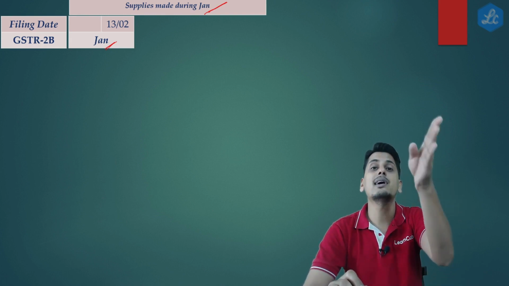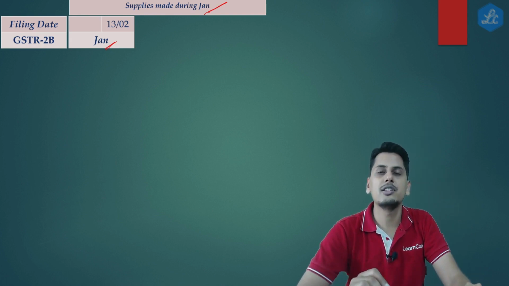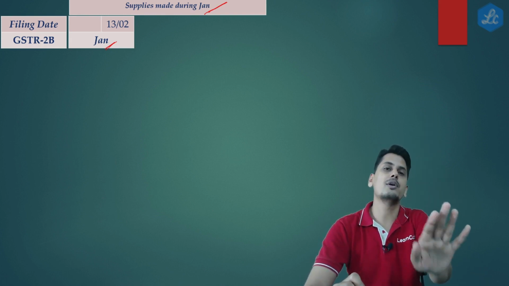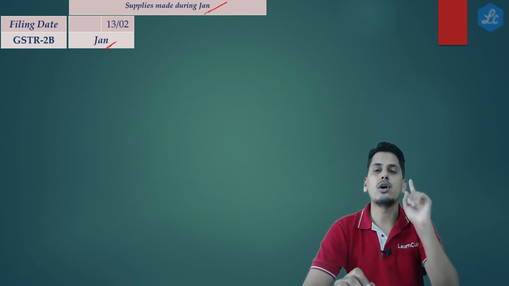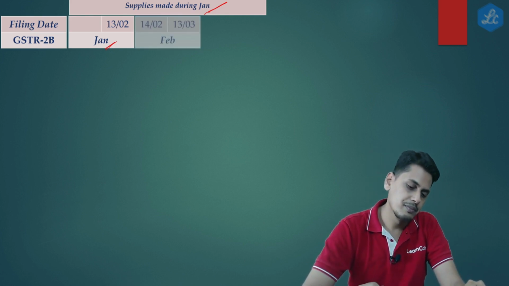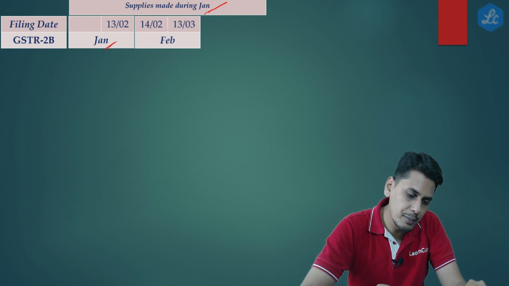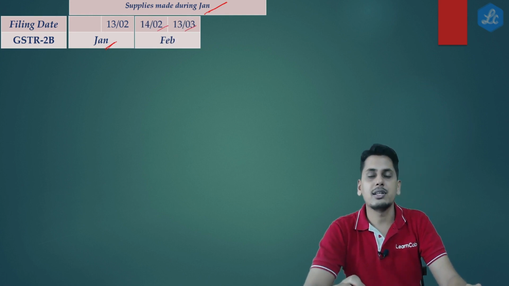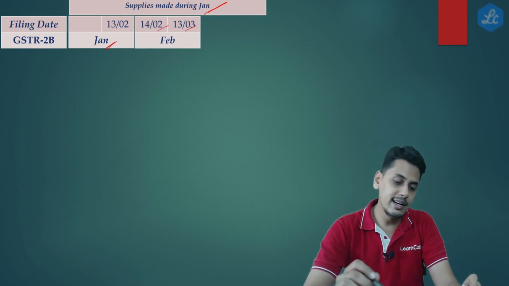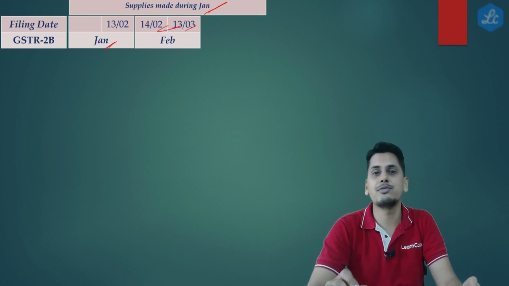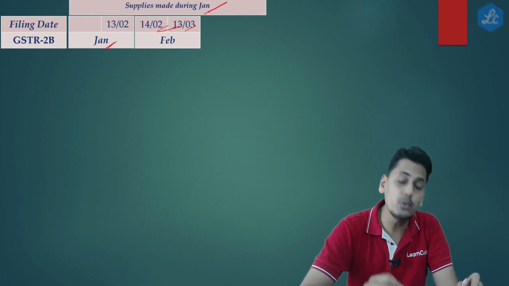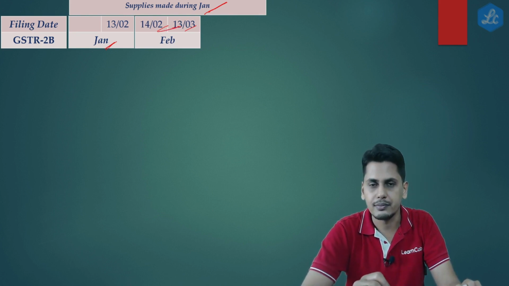But what should be the cutoff date for February month's GSTR 2B? For February, what is the due date? 13th of March. Therefore, here we have 14th of February till 13th of March. This is going to be the window. The details which are given between this window will appear in GSTR 2B of February.